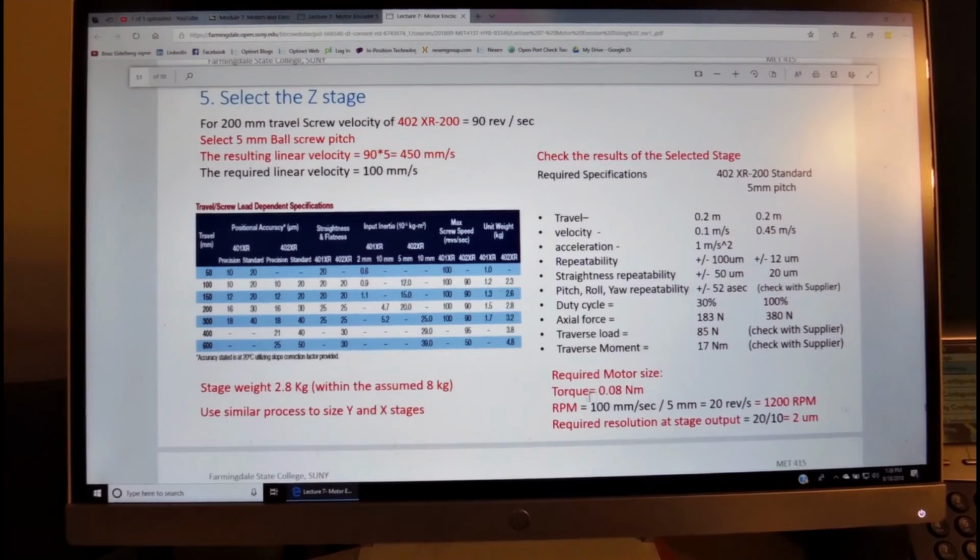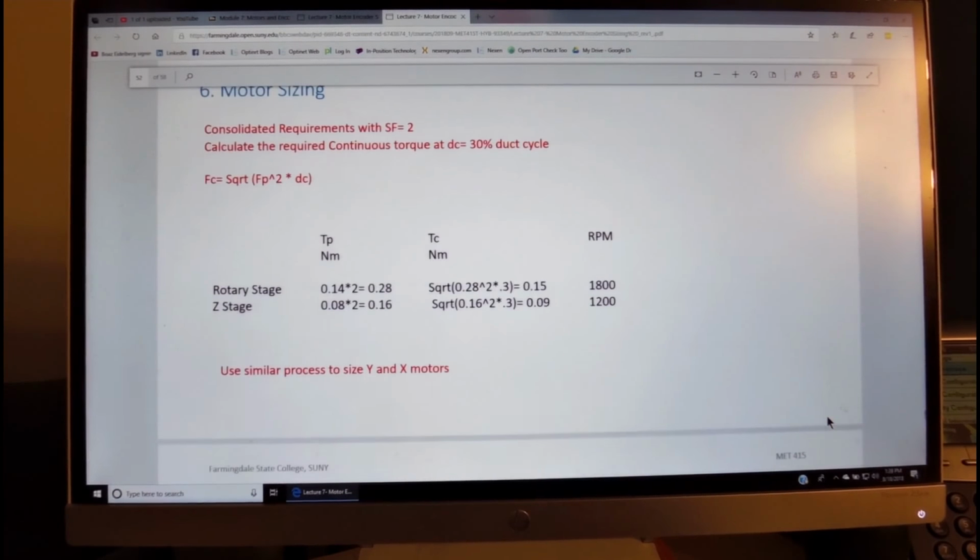So we see over here that the torque of the motor is 0.8 Newton meter, and because it's a ball screw, it has a lot of mechanical advantage, and the RPM for the motor has to be 1200, and the required resolution of the stage is 2 microns.